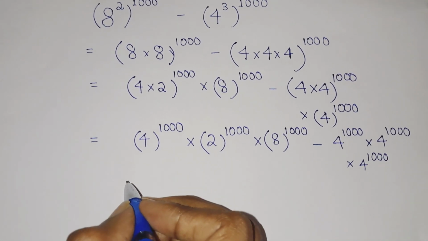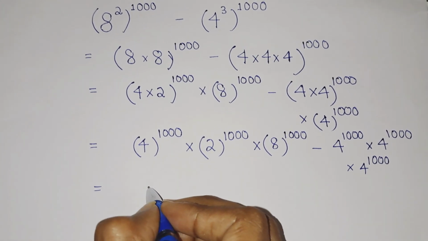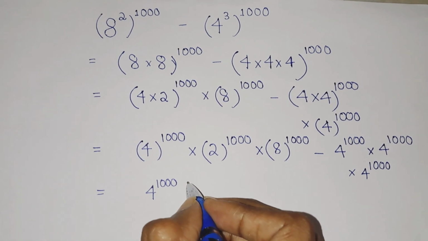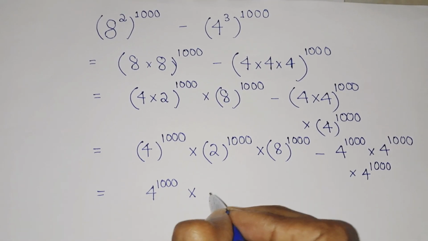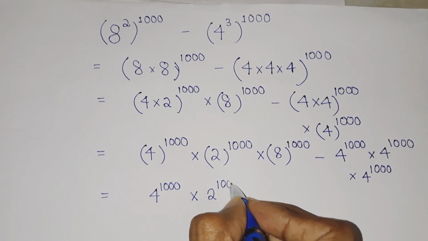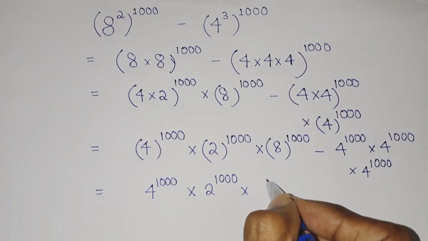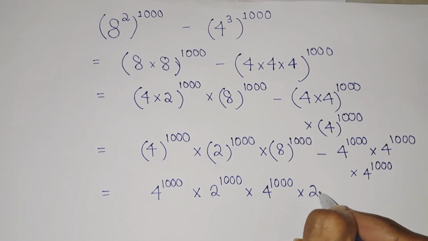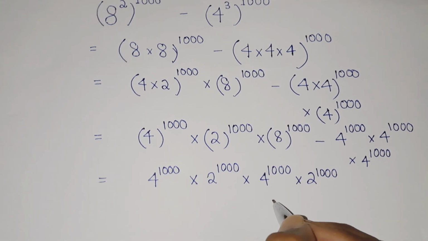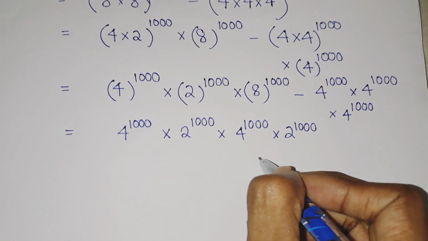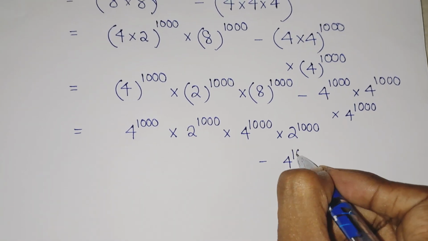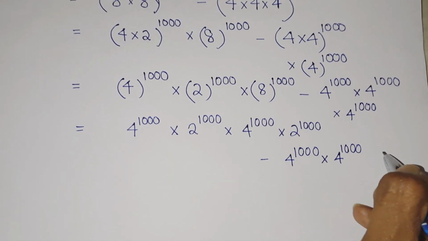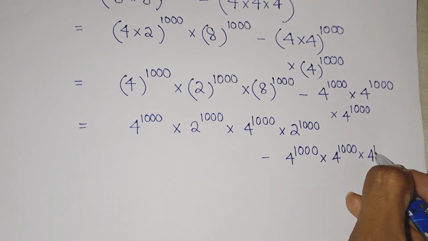Now we can take this 4 to the power 1000 and this 2 to the power 1000 as it is, and 8 to the power 1000 we can split to 4 to the power 1000 multiplied by 2 to the power 1000. Why? Because we can take 4 to the power 1000 square common, and the second term as it is, minus 4 to the power 1000 multiplied by 4 to the power 1000 multiplied by again 4 to the power 1000.